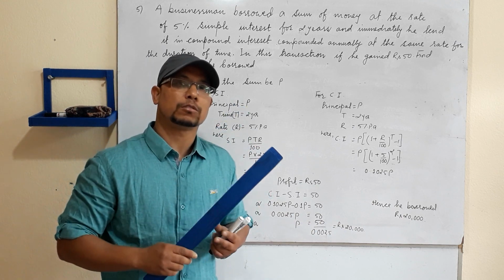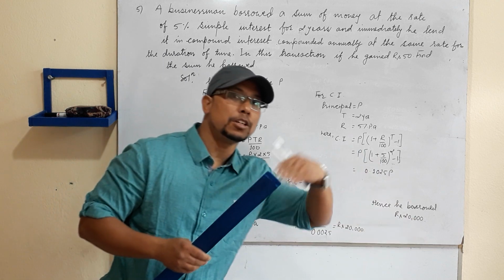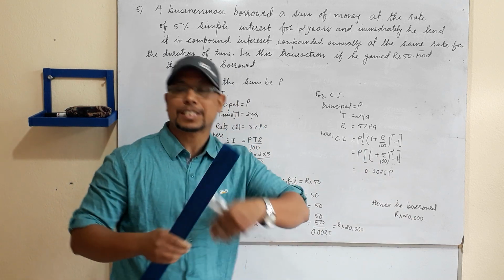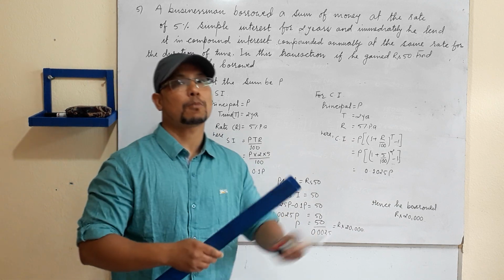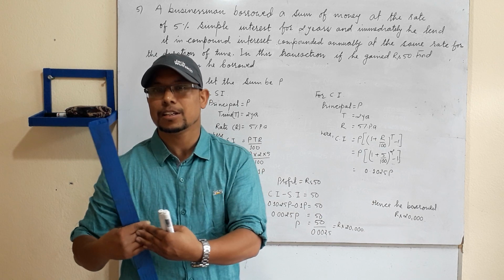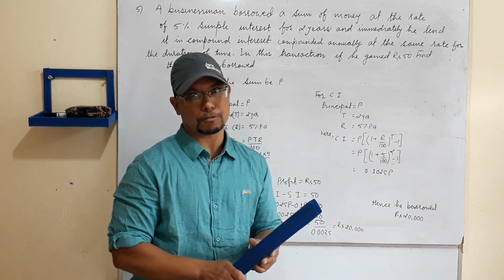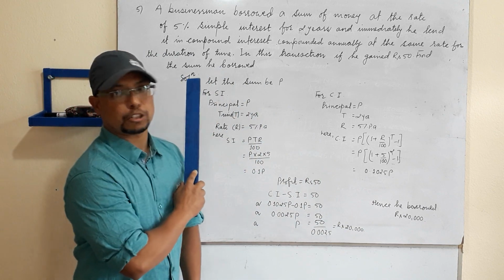We know compound interest is always greater than simple interest for the same time and the same rate. So obviously this person made a profit because he borrowed at simple interest and invested at compound interest. I hope you understand the question. Now let's do the solution.